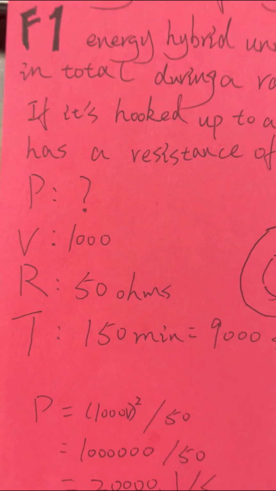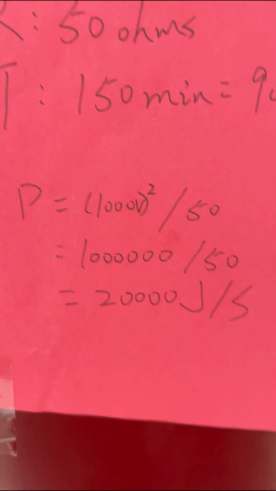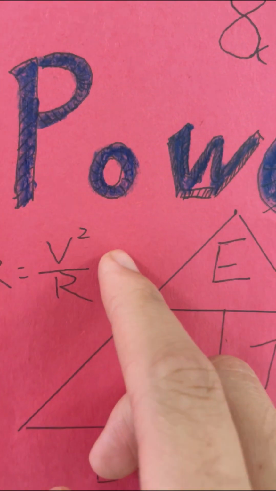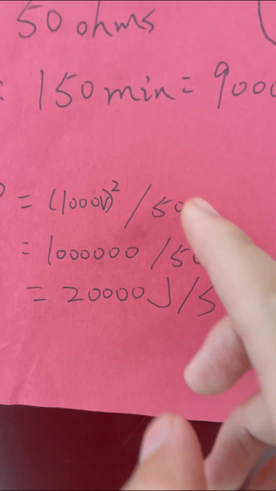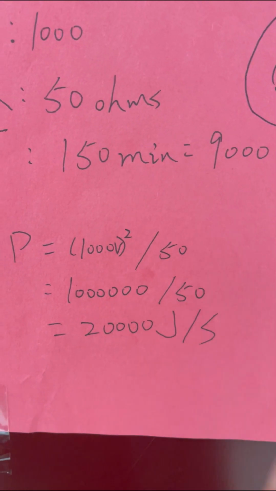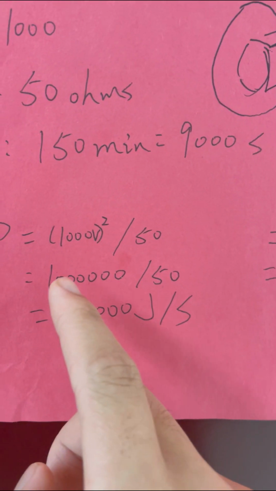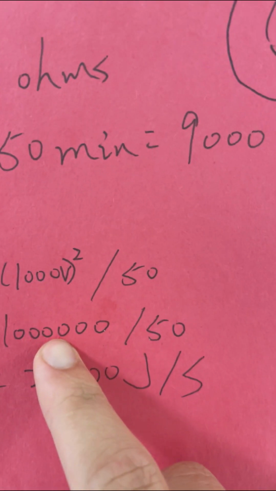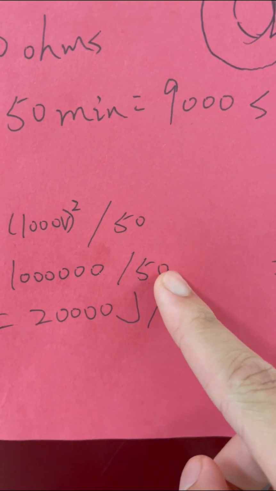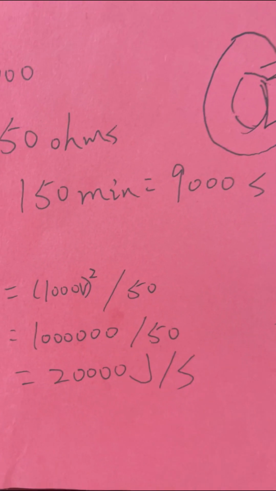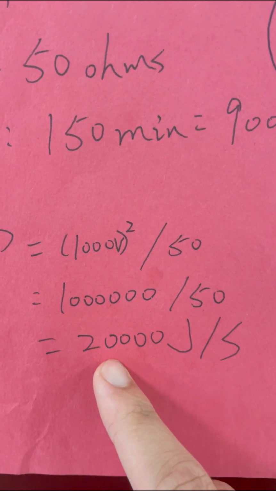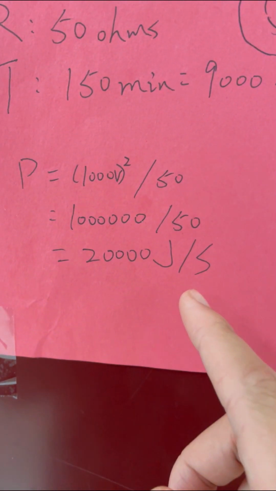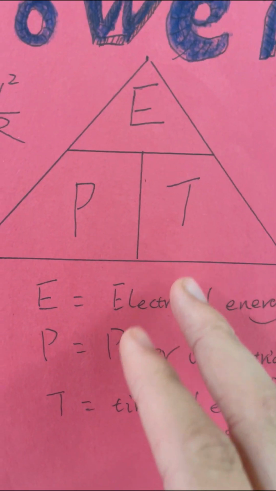So that means we can make very simple math over here. Back down here, we have the formula. We have 1000 watts squared, and it's going to equal a million here, a million watts, honestly. Then we divide by the resistance of 50 ohms. That means we get the answer here: 20,000 joules per second. As we get this, we get the power of the electrical appliance, which is the very important part of this triangle here.